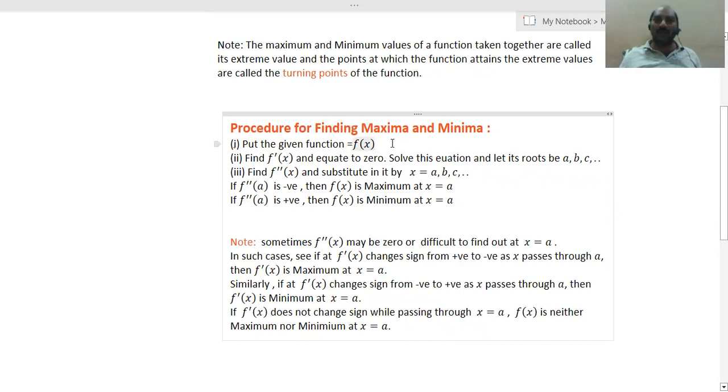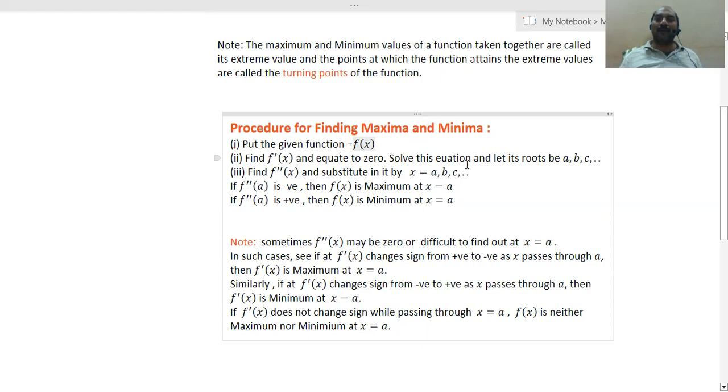So mostly, you take a function f of x. Suppose, for example, x square minus 2x plus 1. You take the given value equal to f of x. That is the first step. Next step, find the derivative. After finding the derivative, find the roots of the derivative. F dash x, then equate to 0 and solve it.